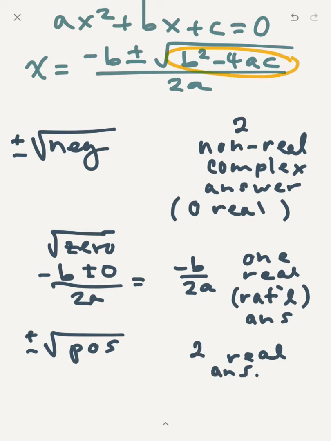So that means if b squared minus 4ac gives you a positive answer, then the quadratic equation that you are solving will have 2 real answers for sure. They may be rational, they may be irrational, but they will be real.